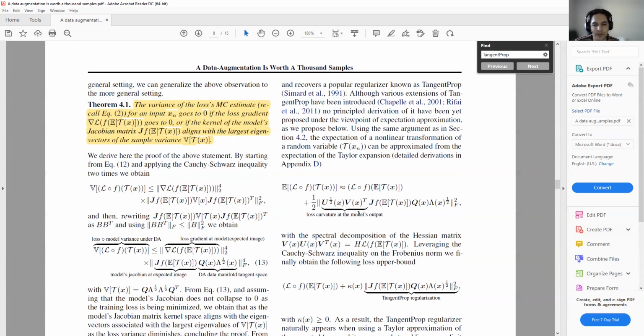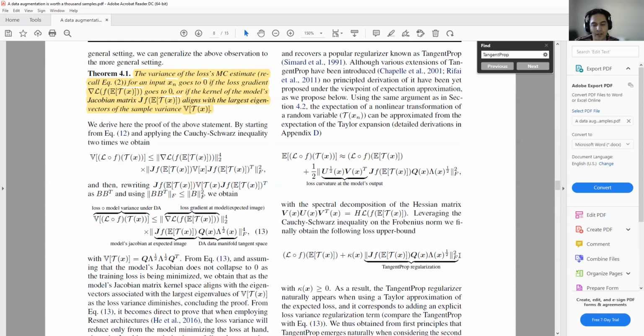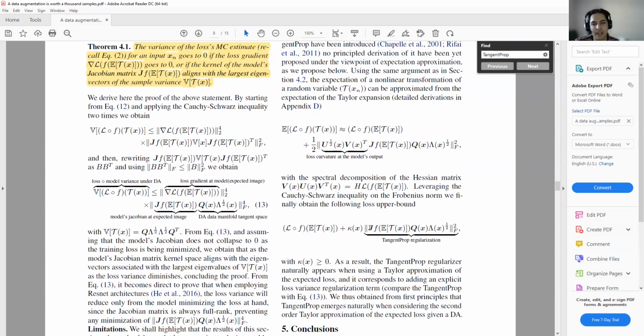They showed here that the loss that we calculated based on the augmented data is very similar to a very popular technique called tangent prop regularization. If you search for tangent prop regularization on Google, you will find a paper. They showed that if you use this type of regularization, the machine learning model is invariant to things like shift, rotation, and so on.